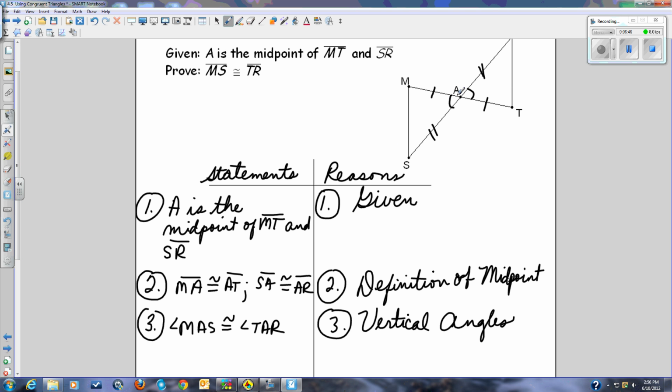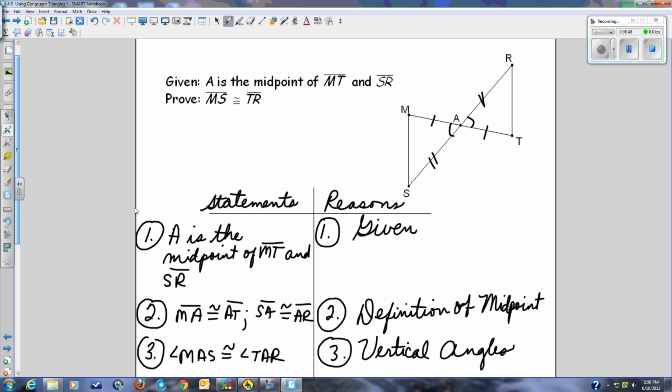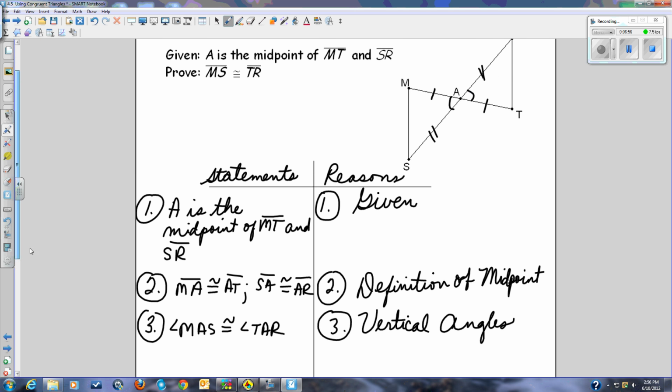So now, do we have enough to show those two triangles are congruent? We certainly do because we have side, angle, side. Side, angle, side. So let's write that down. So triangle MAS is congruent to triangle TAR by side, angle, side.